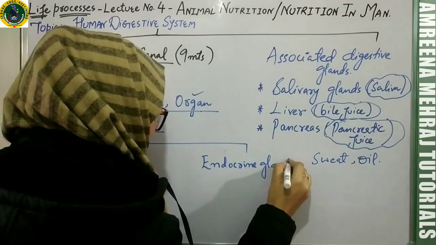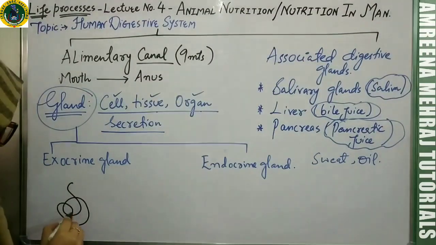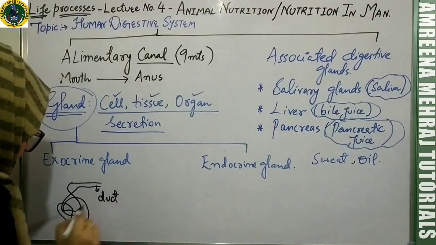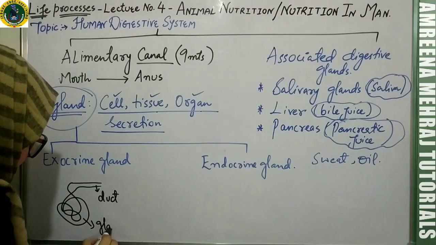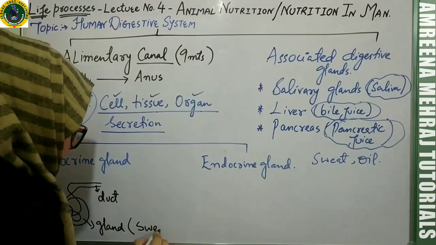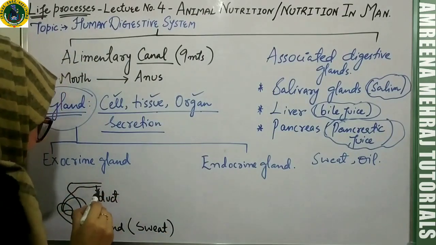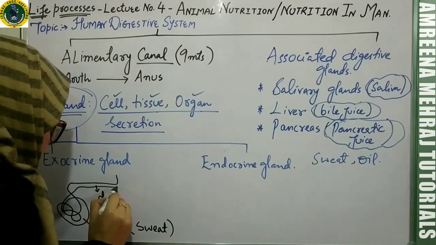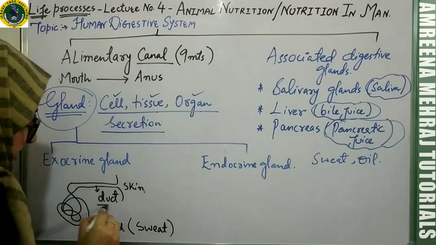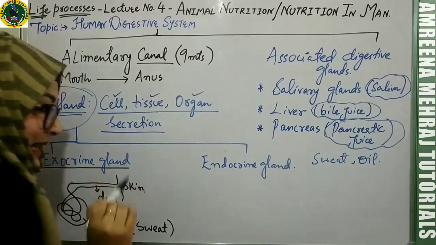This is very interesting. See, you have a gland, say for example, suppose this is a gland. It has got this duct. So this is the gland over here. It produces, say for example, sweat. But for releasing this sweat out, it has this duct, and this duct opens on your skin. Any gland which has this duct to release its secretion is called an exocrine gland.